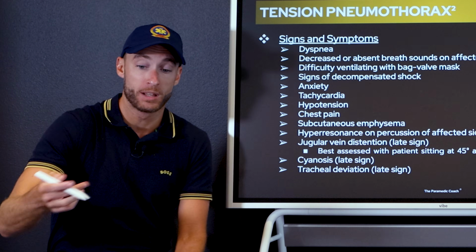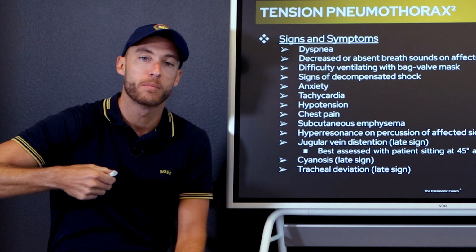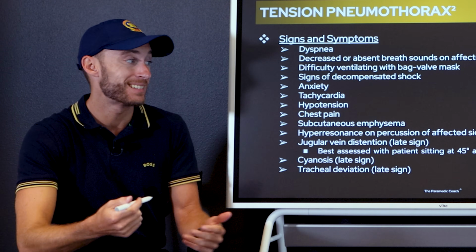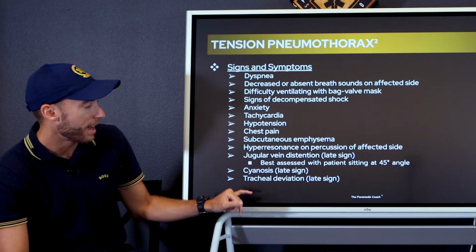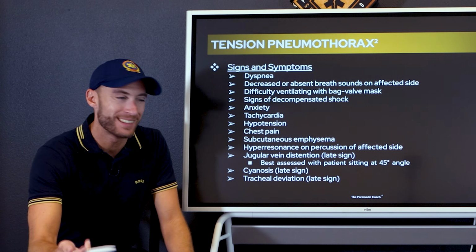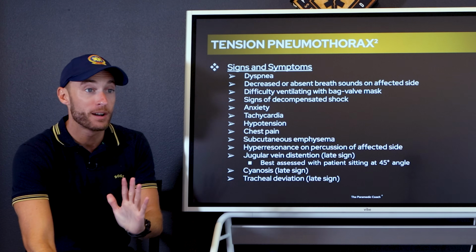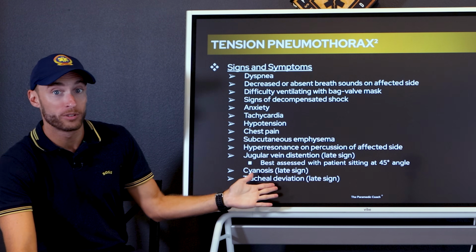And, if I didn't mention it earlier, just right now again, unilateral, diminished or absent lung sounds on the affected side. Here it is, JVD, late sign. Cyanosis, late sign. Tracheal deviation, late sign. But on exams, they love to bring these up, okay? I think because they're trying to say, look how sick this person is, it's a late sign.